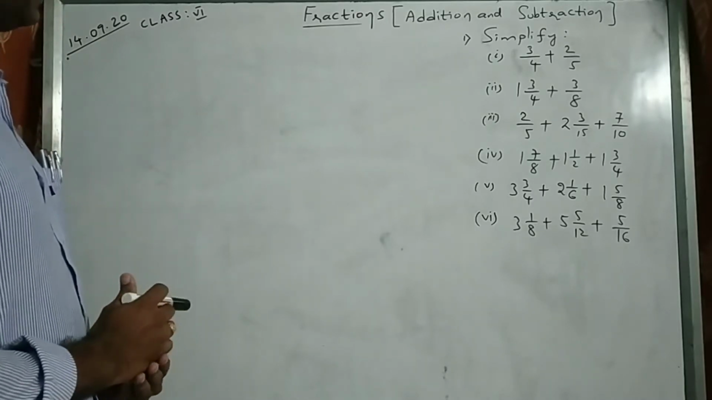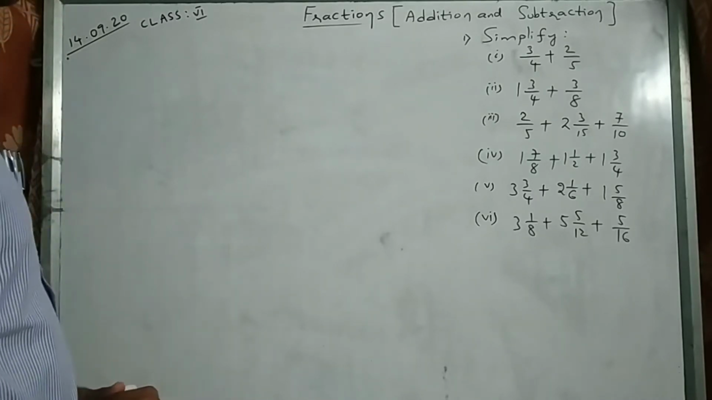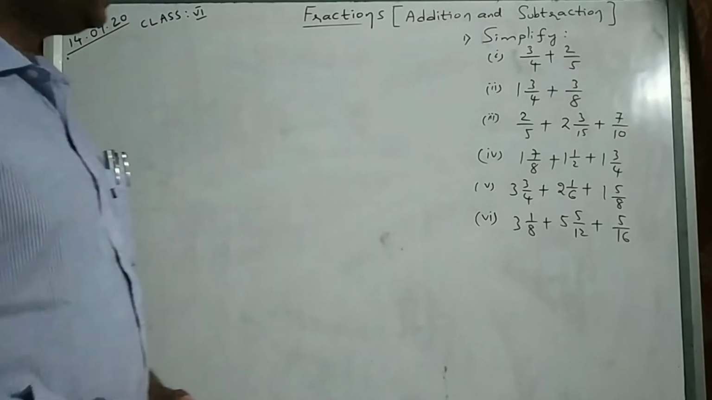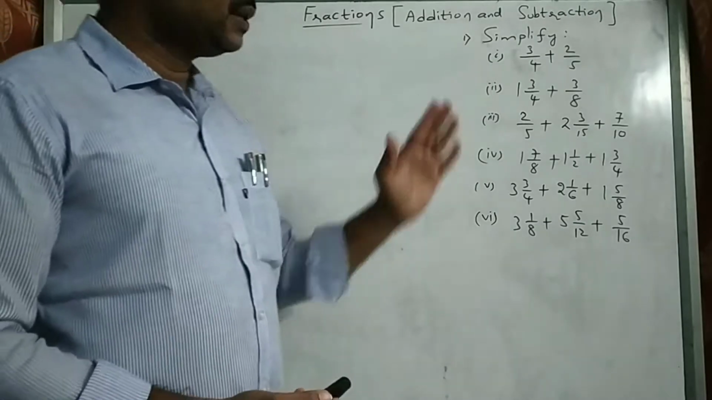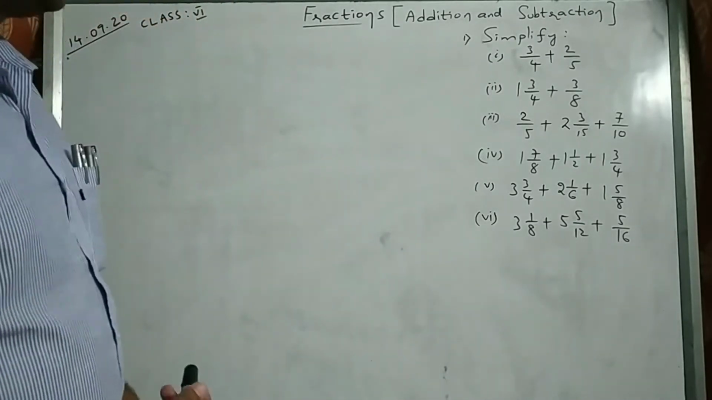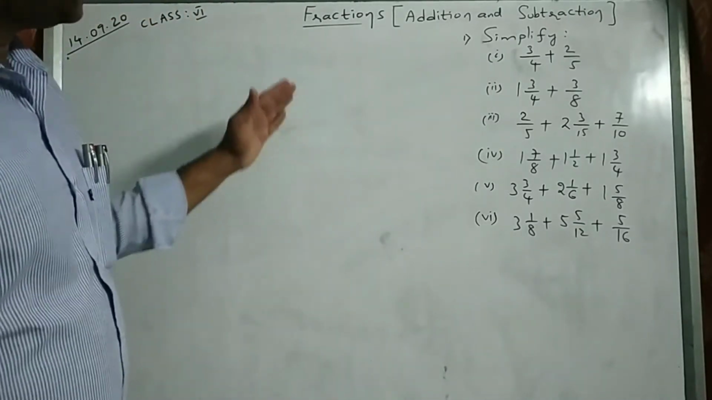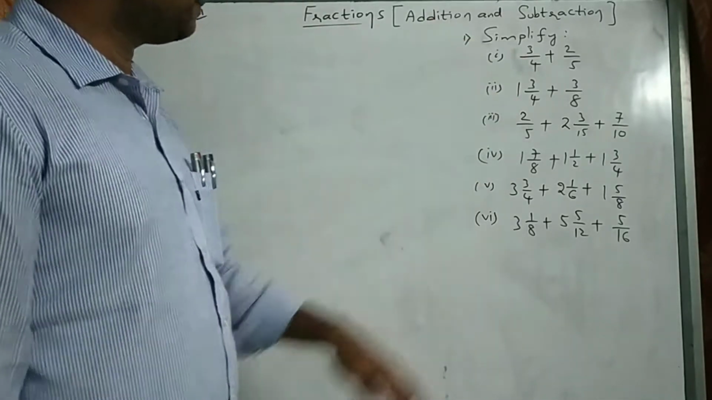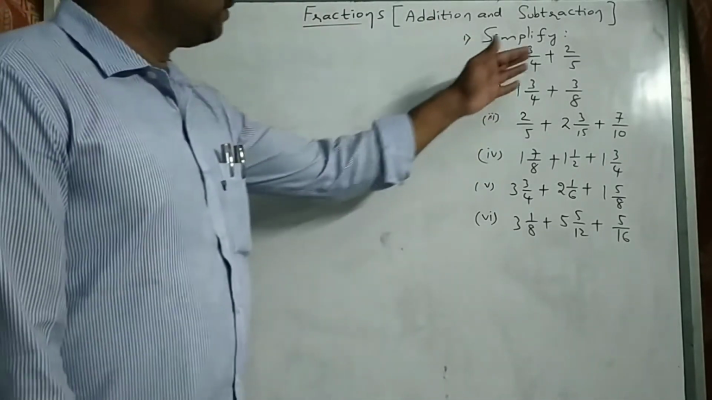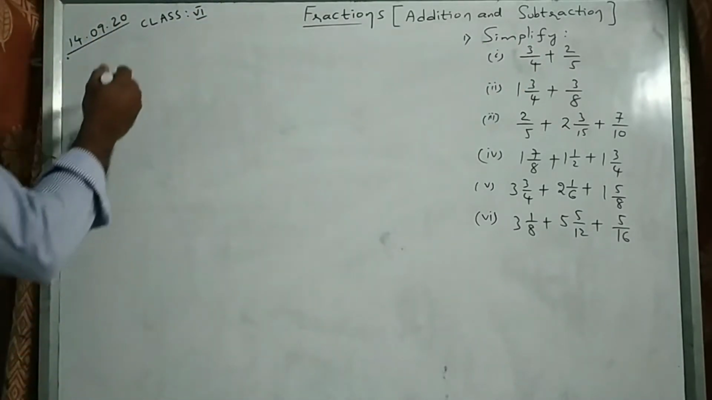In the previous class, we have seen how to change the fractions into like fractions. That means same denominator. Today, let us see how to add the fractions. First, let us see addition. Next, subtraction we will see. First question you look at here, 3 by 4.